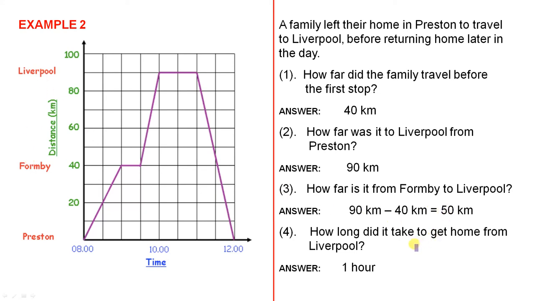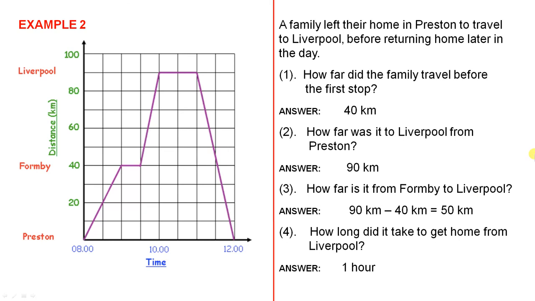And how long did it take to get home from Liverpool? Well, let's have a look. So from 10, 10:30, 11, 11:30, 12 o'clock. So that's half an hour for each of those intervals there. So from there to there must be 1 hour. So to get home, they took 1 hour.